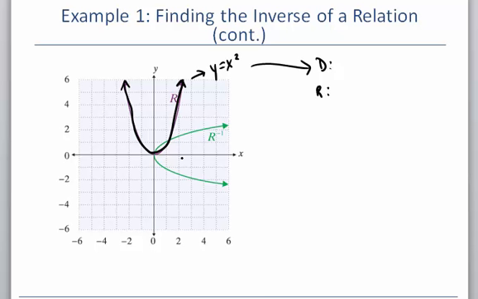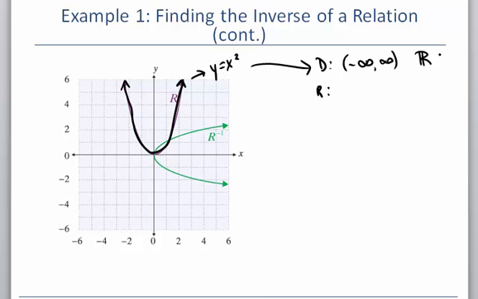So the domain we know to be all real numbers, because we know that as these parabolas get higher and higher with the legs, they're also going to slide over further to the right and over further to the left. And so the domain is going to be negative infinity to positive infinity. Or you could simply say the set of all real numbers.